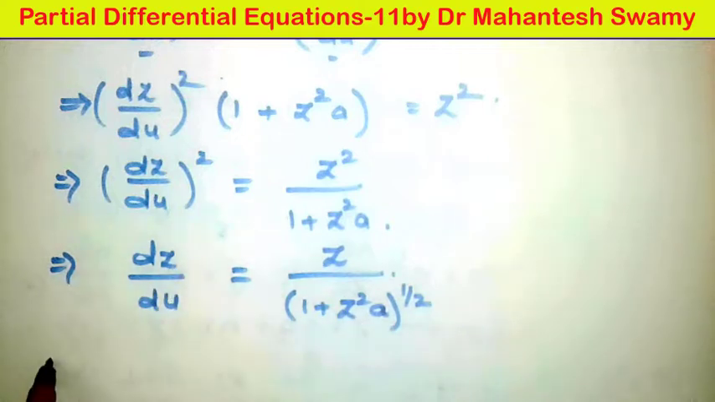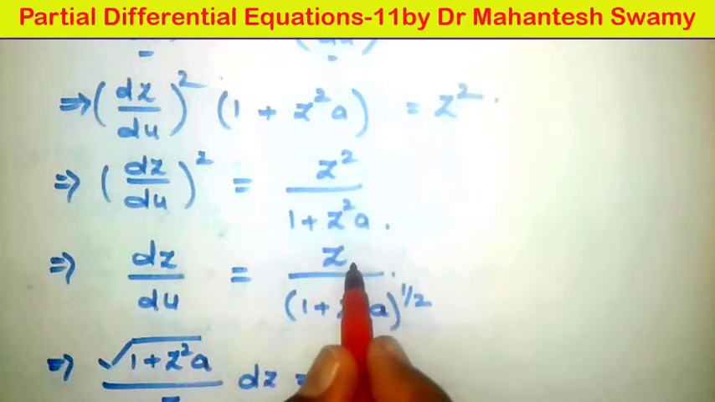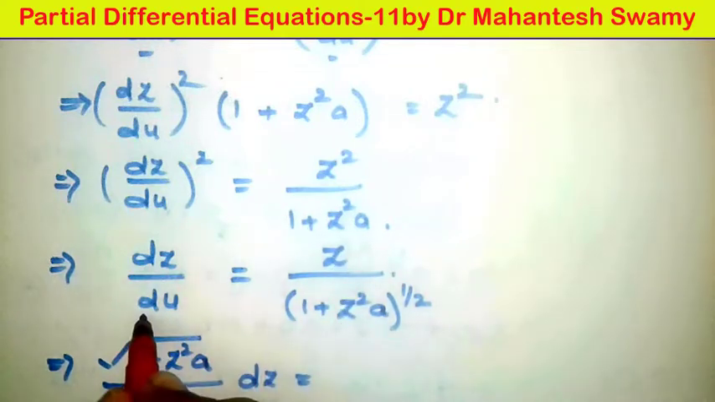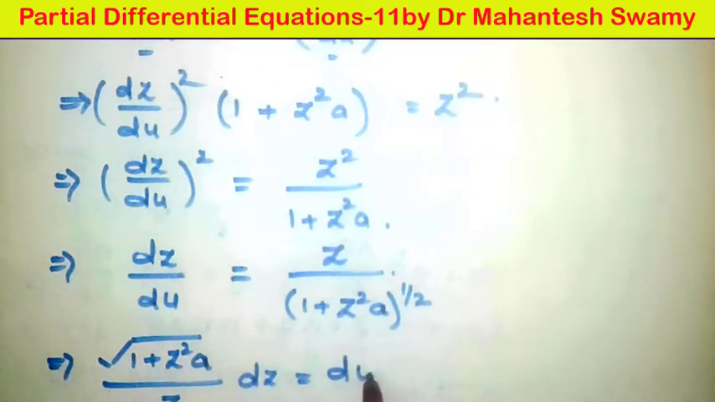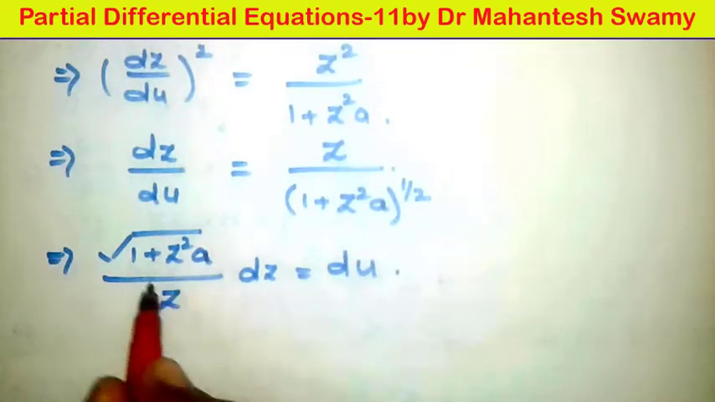So take this quantity to the left hand side. It becomes the square root of 1 plus z squared into a, divided by z, into dz equals, here everything has come to the left hand side, 1 will be remaining on the right hand side, 1 into du becomes du here. After this, we now have to integrate this.